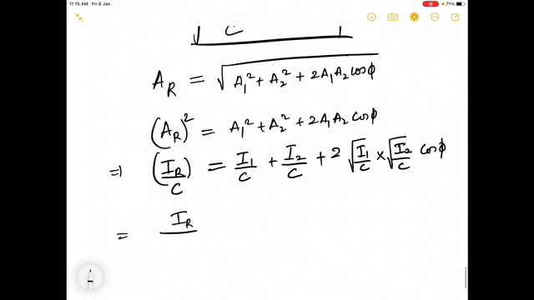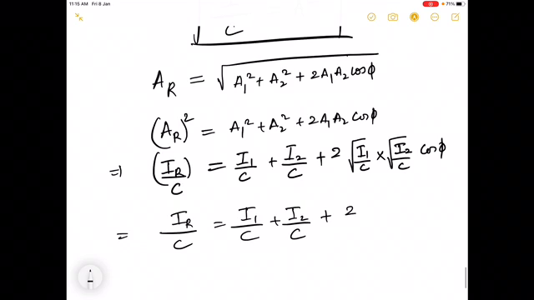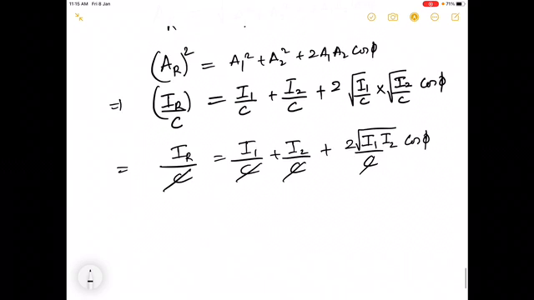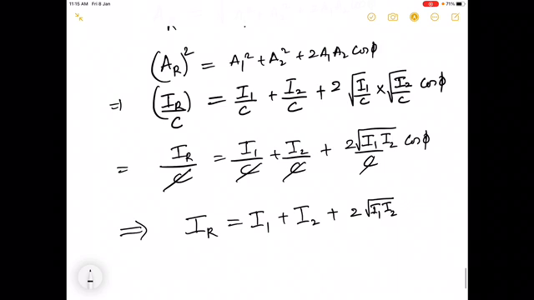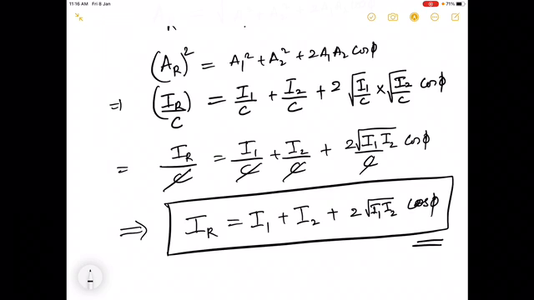So this is IR upon C equals I1 upon C plus I2 upon C, plus 2 into root I1 I2 upon C, cos phi. So this C is cancelled out in all the terms. So you will get simply IR equals I1 plus I2 plus 2 root of I1 I2 cos of phi. Resultant intensity can also be written like that. I hope everybody agrees with that.